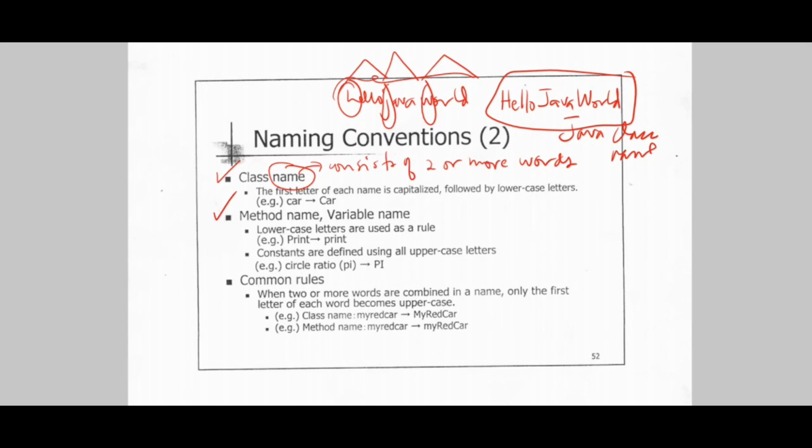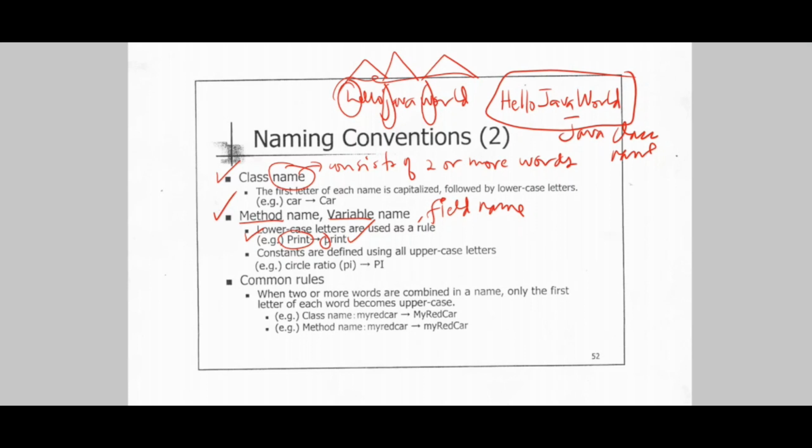And for method names or variable names, and even for class field names, which are similar to variable names, the standard naming convention is that we use lowercase letters. For example, instead of Print, it should be print with a small p.